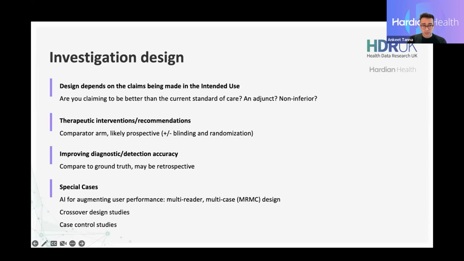There are some special cases, particularly for software, especially as we venture into AI-based tools which are intended to improve the way a user works. So in that case, we'll go into the details of how you demonstrate that an AI-assisted user performs better than an unassisted user. And for that, you might need crossover design studies, multi-reader, multi-case studies, or case control studies. But it all really depends on what you want to claim to be able to do.